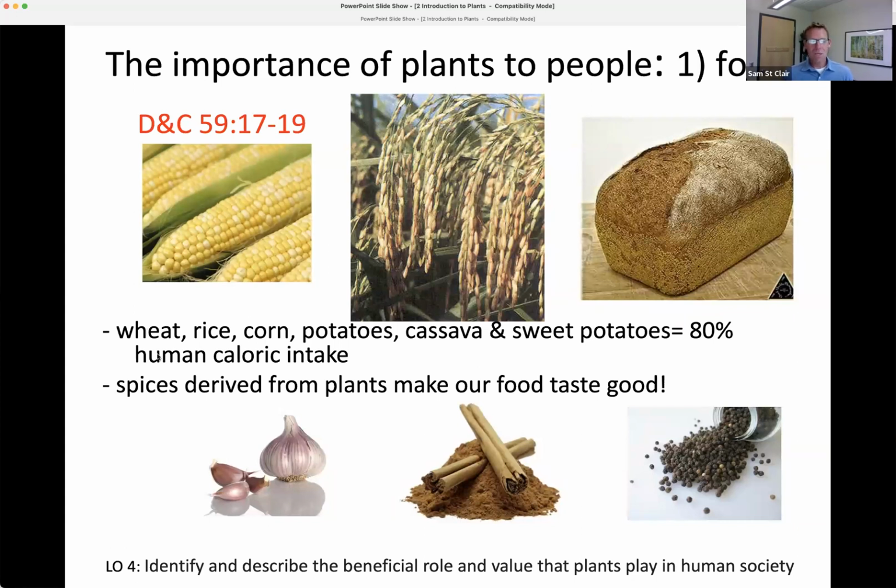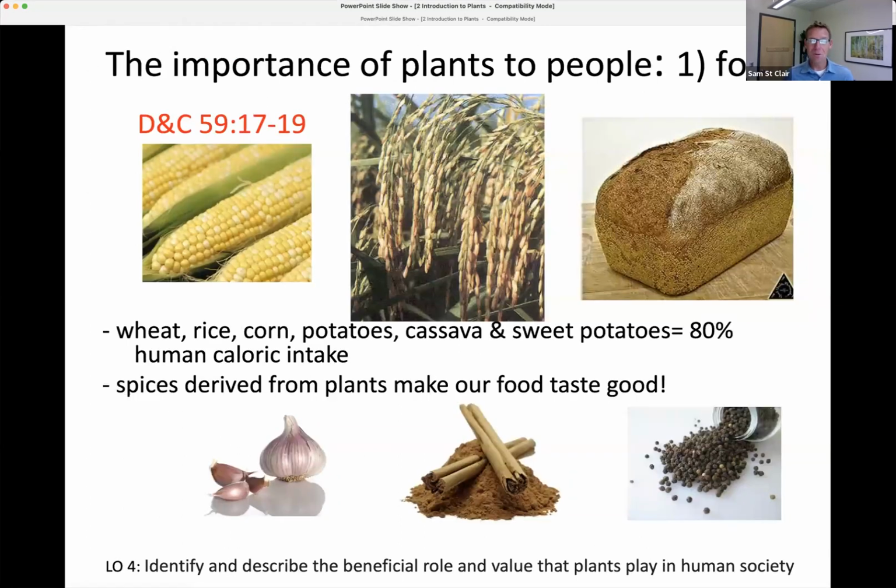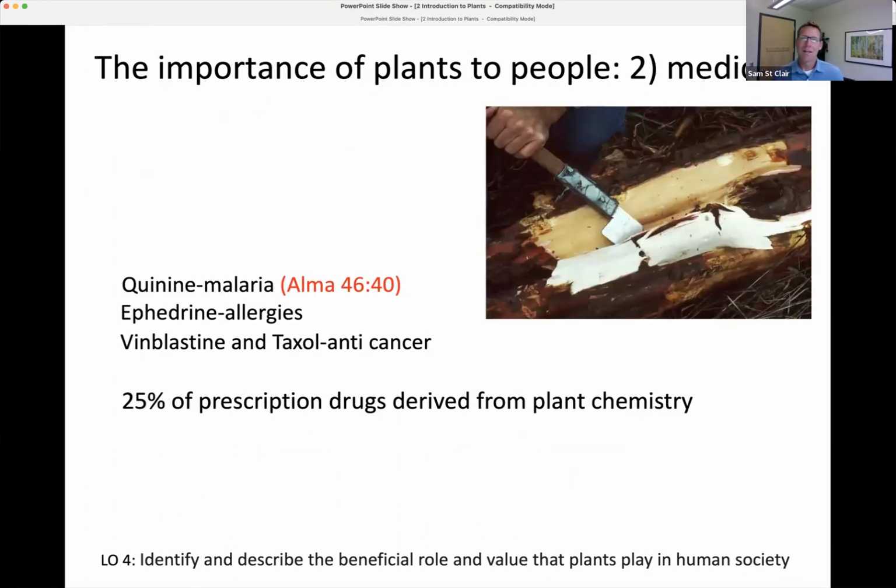But in addition to that, we also get food that tastes good from plants. So we don't eat food just to get energy. We also eat food because we enjoy it. And what makes food taste good are spices. And so if we think about how we flavor food, what gives it its flavor, we think of garlic, we think of onions, we think of spices. And these are secondary compounds that are produced by plants, and then we gather them and use them to make food taste delicious.